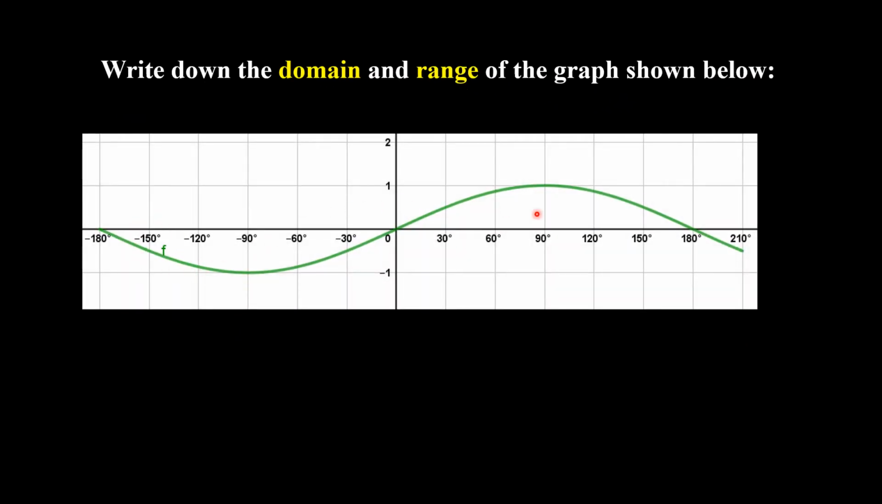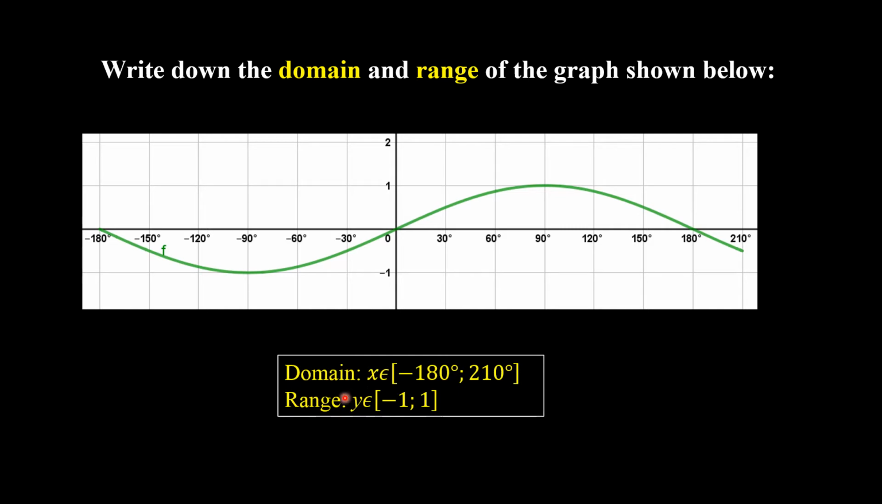Now, another question. Here is a sine graph. The domain is minus 180 to 210. And the range: minimum minus 1, maximum positive 1. So we write the answer. Okay, domain and range. Simple.